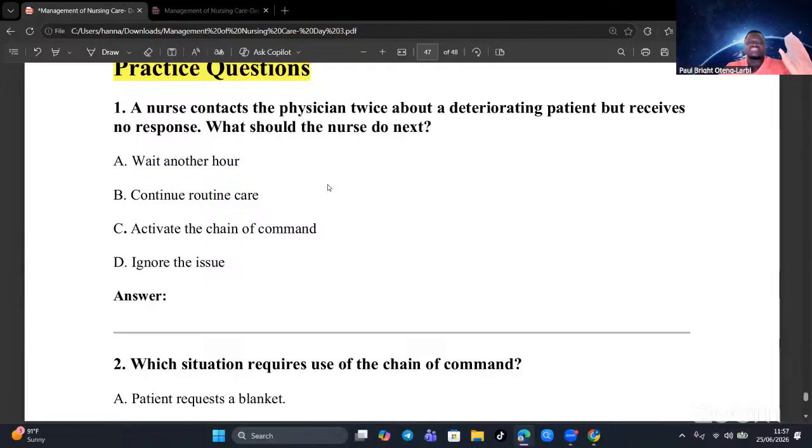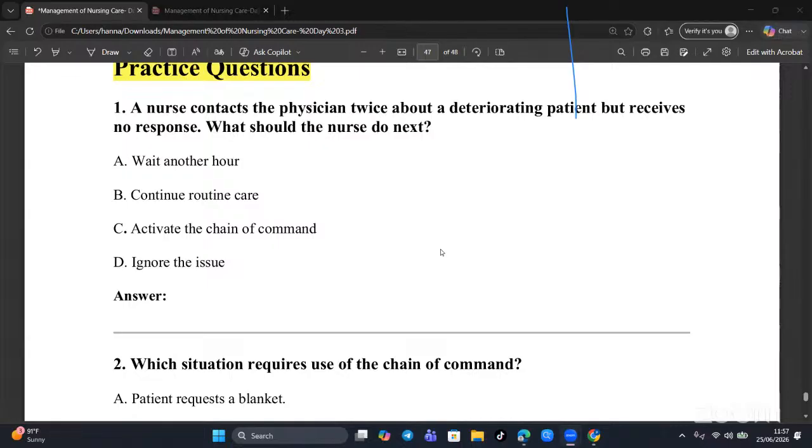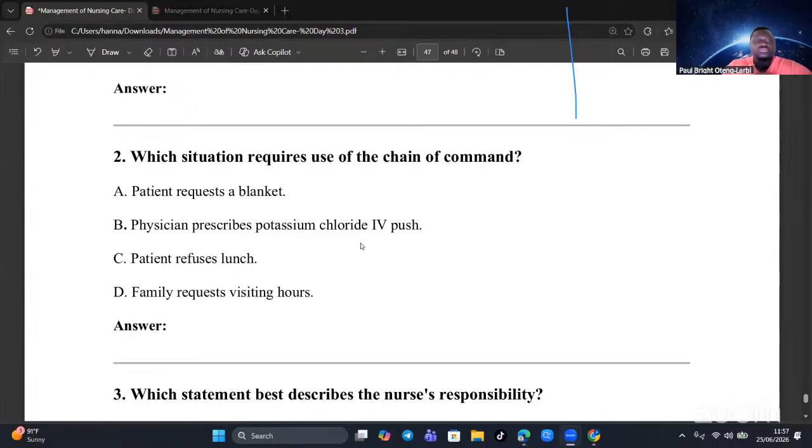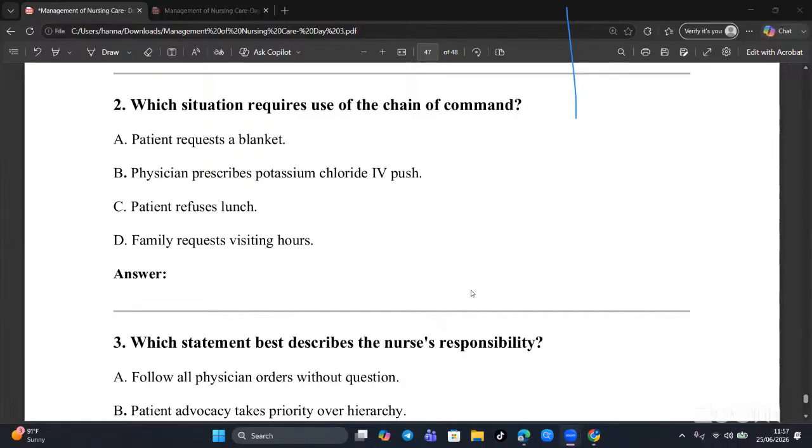A nurse contacts the physician twice about a deteriorating patient, but receives no response. What should the nurse do next? Yes. Activate the chain of command. Perfect. C. Good. So you will see this in your exams. Which situation requires use of chain of command? Of all these situations, which one will you activate the chain of command? Physician prescribes potassium chloride IV push. B. Good. Simple questions for you.